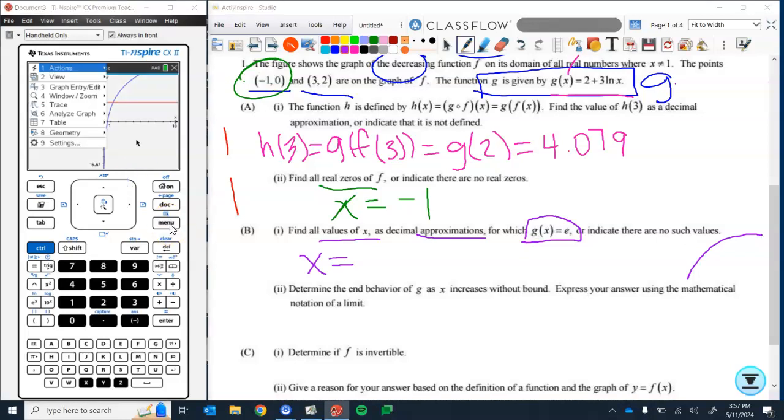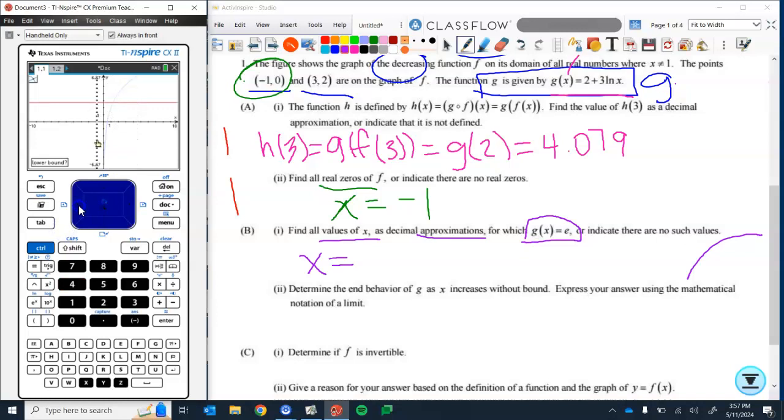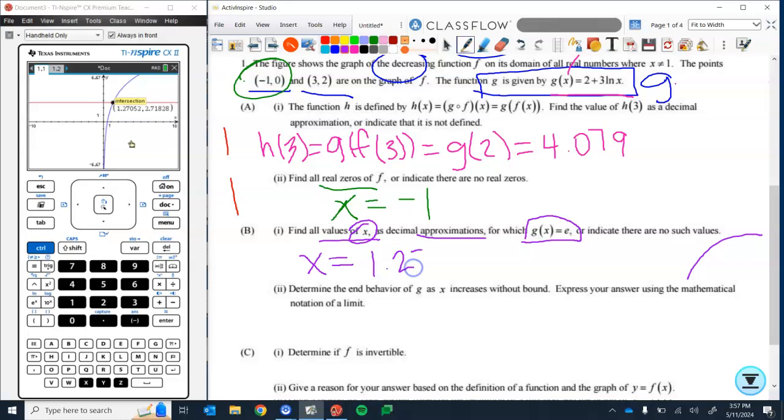So I'm going to do menu. I'm going to analyze the graph. I'm going to find the intersection. I'm going to scroll over here. I just need to be on the left of that. Enter. There. And then remember, I want the values of x. So x equals 1.270. 1.271 would be acceptable as well if you round, but that's worth 1 point.